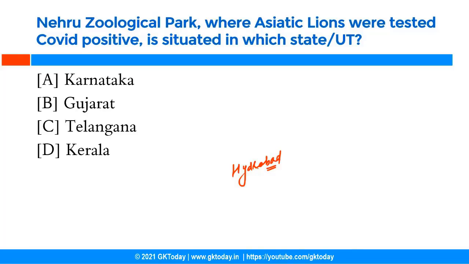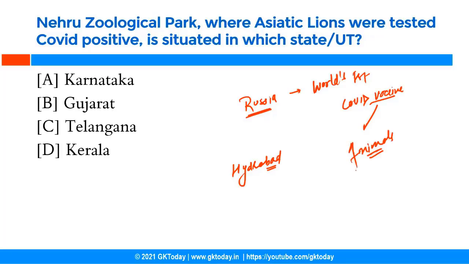Now please note that recently Russia was in news as it has developed the world's first COVID vaccine for animals. And the name of this vaccine is Carnivac-Cov. Recently Russia was also in news as India and Russia decided to have 2+2 level dialogue.